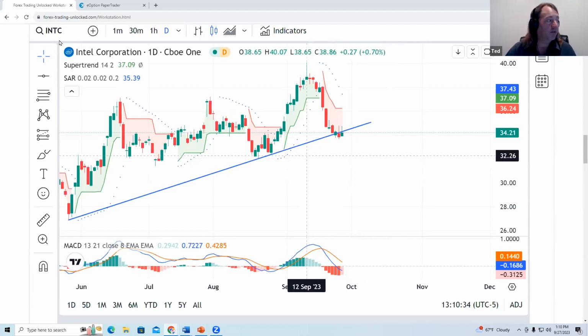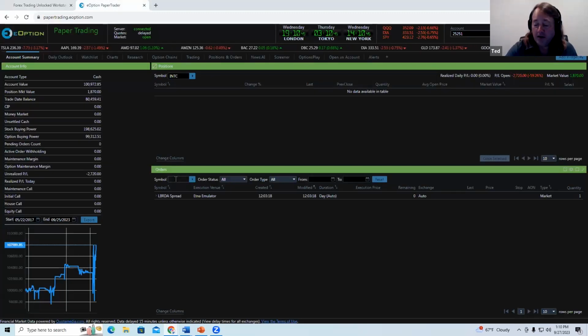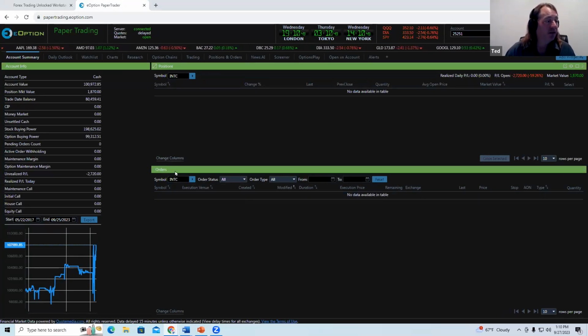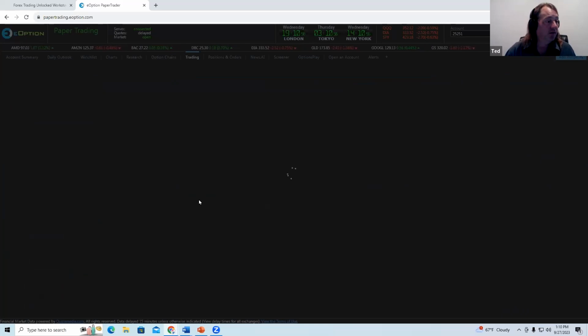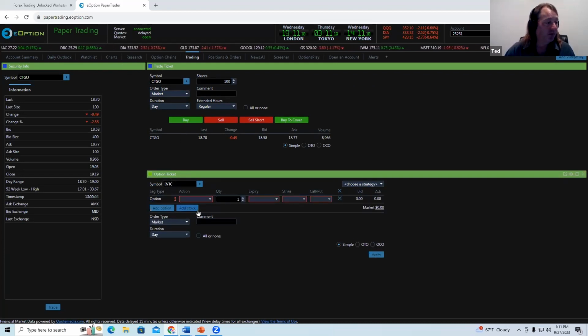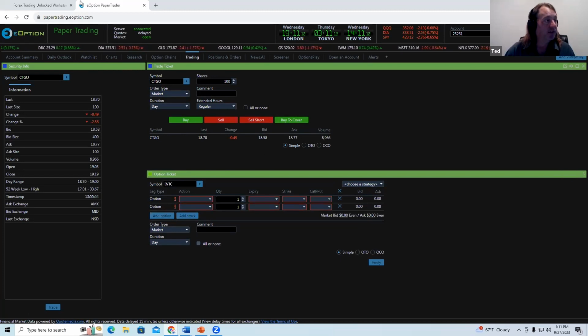Okay, so let's look at some levels here. We're going to pull up Intel on our e-option trading platform and pull up the order ticket. Let's see, we go to trading now. And the nice thing about the e-option trading platform is you have all kinds of different resources that you can use. This right here is when we're pulling up our option ticket. So we have Intel already put up here.